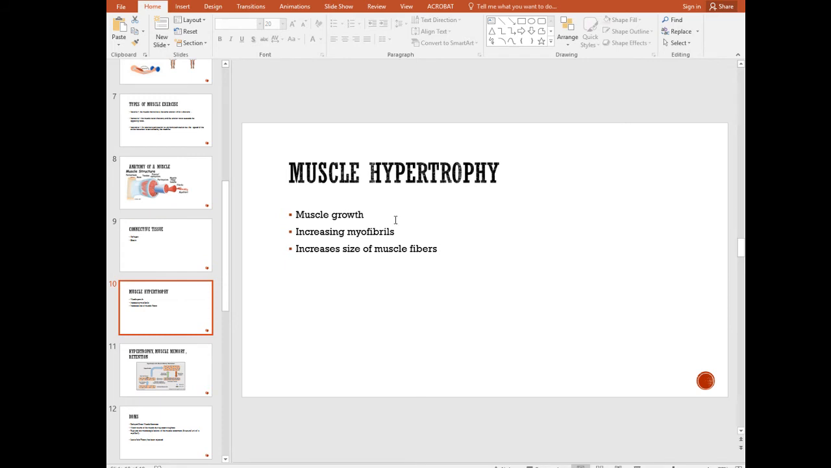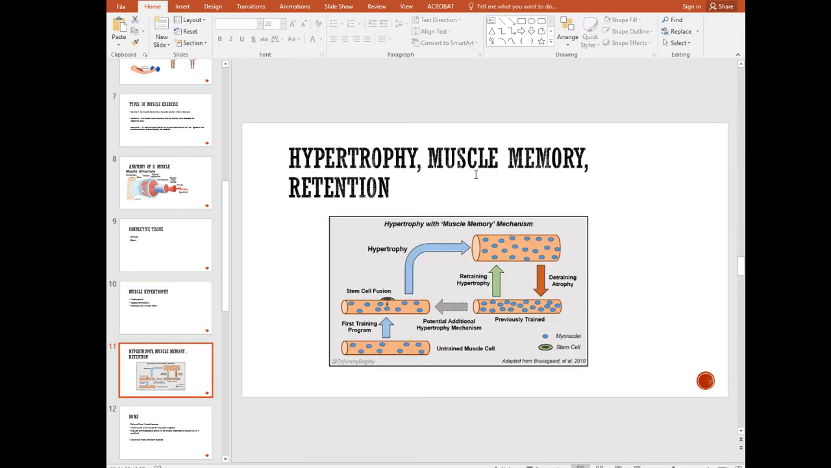Muscle hypertrophy, muscle growth. So we get that through breaking the muscle down through exercise and allowing it to heal. So we're increasing the number of myofibrils, increasing the size of the muscle fibers, which in turn increases the size of the muscle. Here's a quick breakdown of it, and this is just a simple explanation. So you have your first training program, you work out, you get that breakdown of the muscle fiber, and as it heals over time, you start to get this muscle growth.